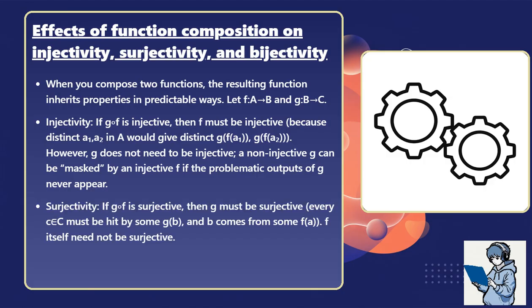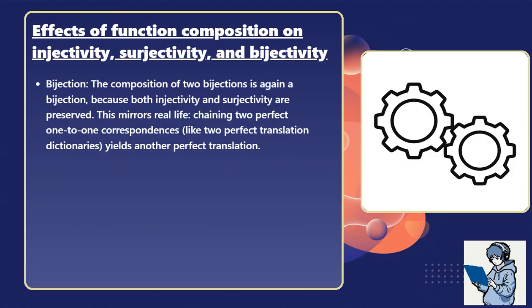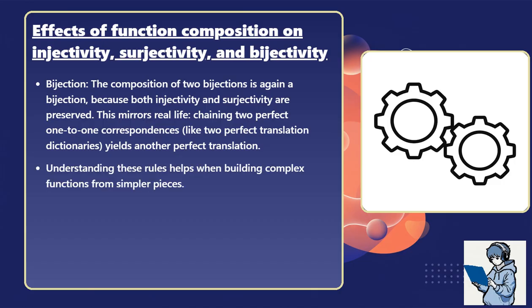Surjectivity: if g composed with f is surjective, then g must be surjective. Every c in C must be hit by some g of b, and b comes from some f of a. f itself need not be surjective. Bijection: the composition of two bijections is again a bijection because both injectivity and surjectivity are preserved. This mirrors real life. Chaining two perfect one-to-one correspondences, like two perfect translation dictionaries, yields another perfect translation. Understanding these rules helps when building complex functions from simpler pieces.